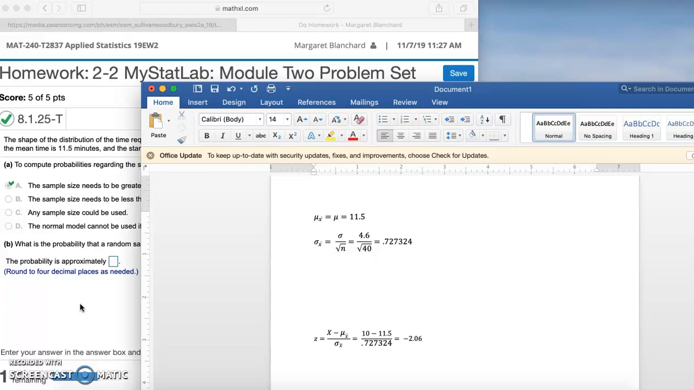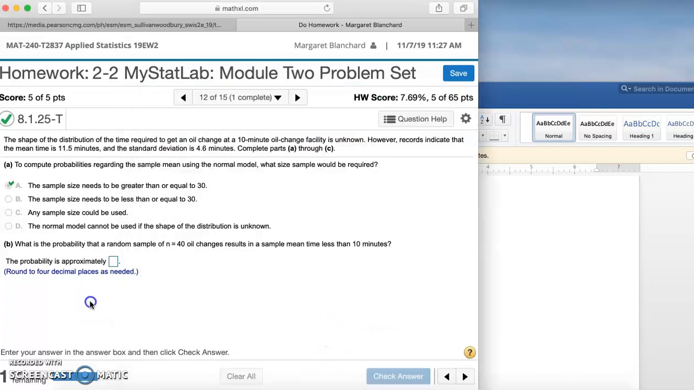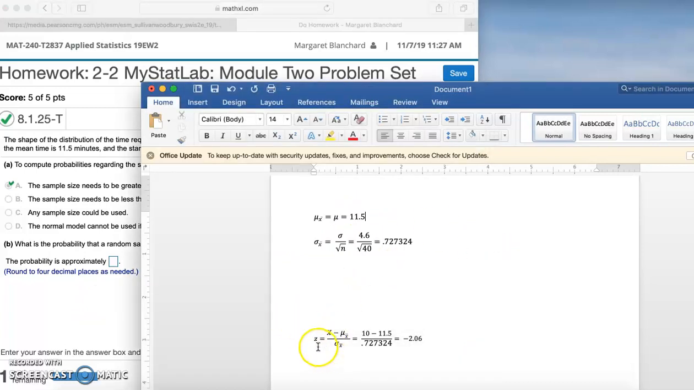Really quick, I'm going to show you how to do it in the lookup table. To do that, you need to convert your x, which is that 10 minutes, to a z value. Remember from the lesson, z equals x minus the mean, in this case mu x bar, over sigma x bar. So that's going to give us 10 minus 11.5 all over that sigma x bar, which equals about negative 2.06.